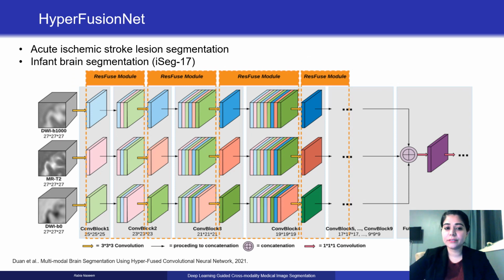Hyperfusion net is another method using layer-level feature fusion, which was proposed to address some of the disadvantages of hyperdense net. It proposed a res-fuse module which merges and normalizes features from multiple modalities, and it also introduced a combo loss which consisted of cross entropy and dice loss, specifically proposed to address the data imbalance problem.